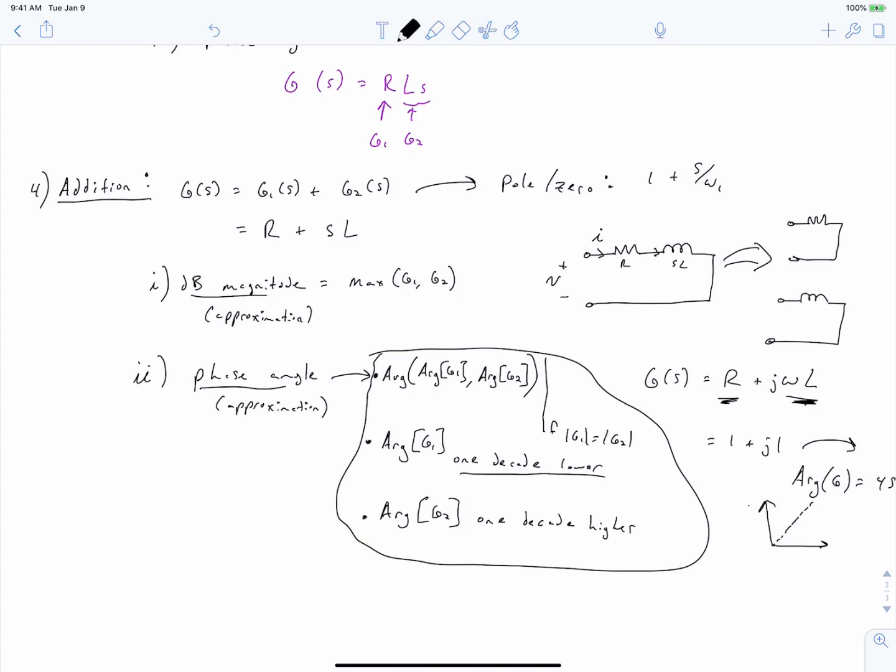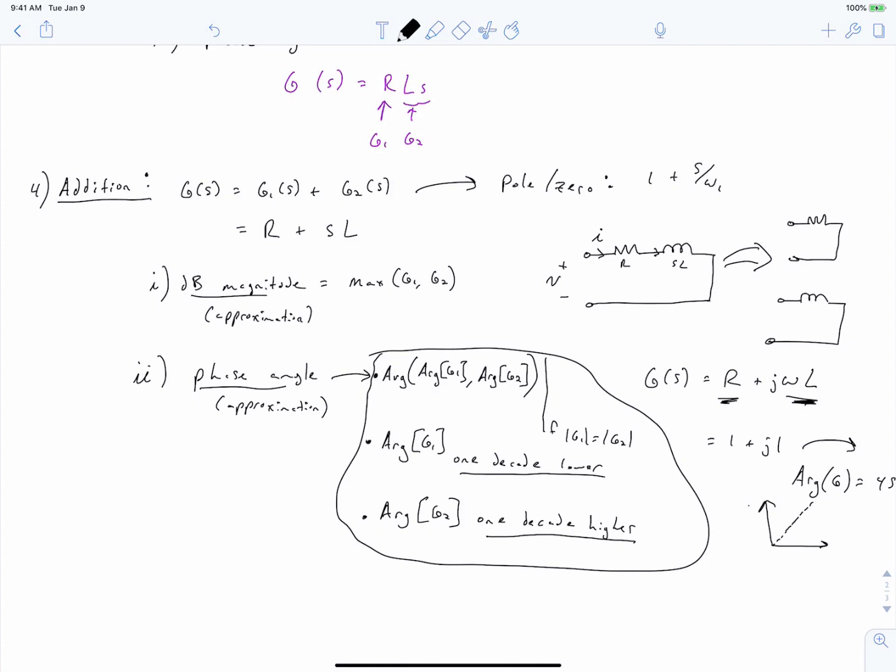All right, let's recap this. The decibel magnitude approximation is that we're always going to take the maximum magnitude of g1 and g2. And the phase angle approximation is that when we are 1 decade or lower below the crossover point, we're taking the argument of g1. And when we are 1 frequency decade higher than the crossover point, we're going to take the angle of g2. And in between will be a linear approximation.